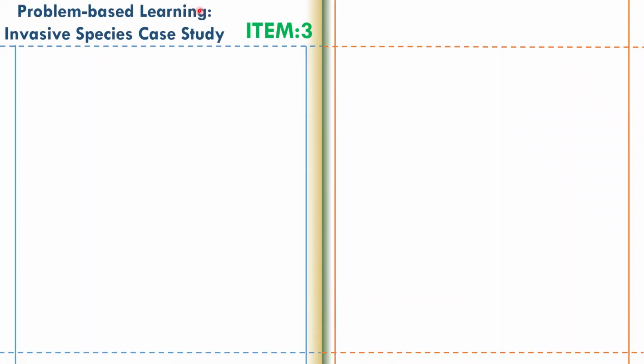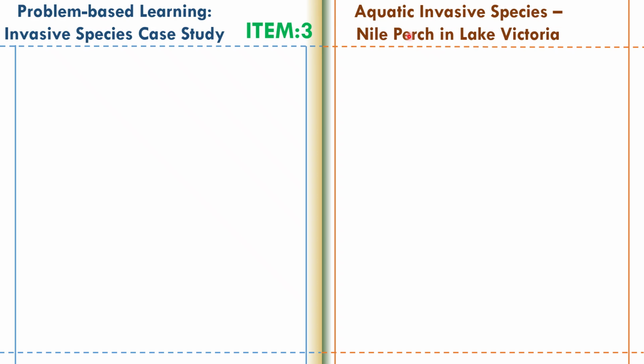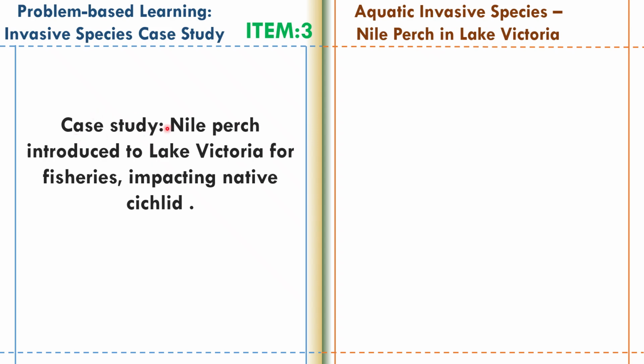Still under problem-based learning, invasive species case study item 3. Let's look at aquatic invasive species. We shall look at the Nile perch in Lake Victoria. Case study: Nile perch introduced to Lake Victoria for fisheries, impacting native cichlids.